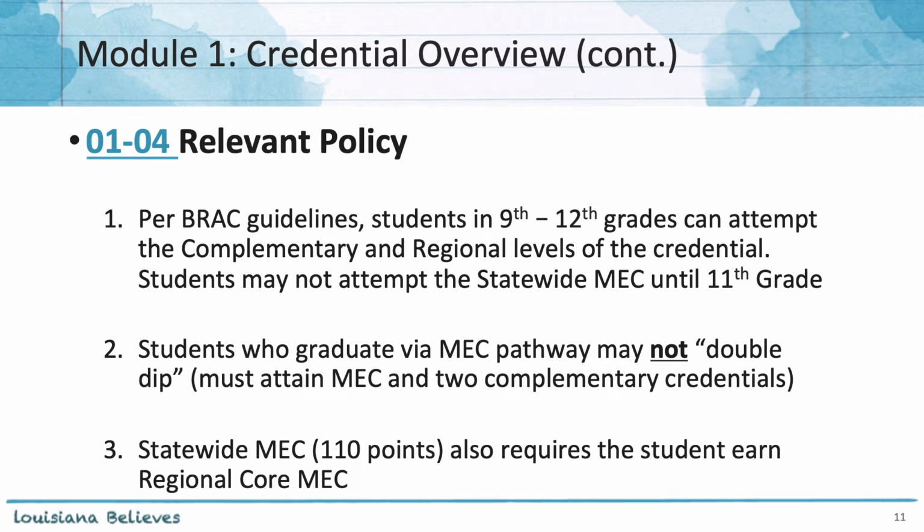Yes, students must earn the regional core microenterprise credential before they earn the statewide microenterprise credential. They are stair-step credentials for Baton Rouge Area Chamber, and so they must earn both of them. They can be taught in the same year, same semester, same course, but a student earning the statewide microenterprise credential must first earn the regional microenterprise credential.